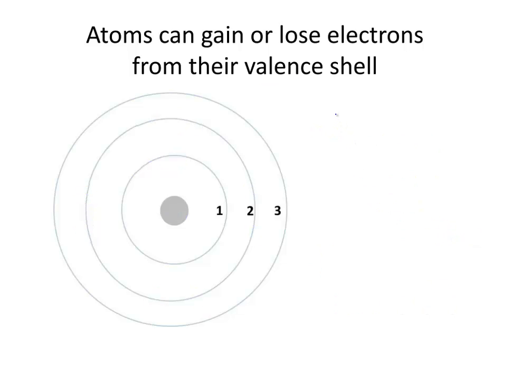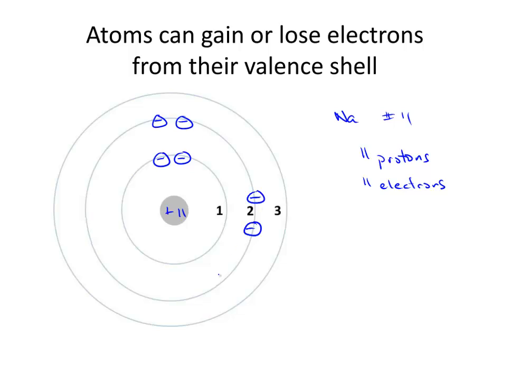Let's look at a second example. Sodium is atomic number 11, meaning that it has 11 protons in the nucleus. I can represent this by drawing a +11 there in the nucleus. It also means that it has 11 electrons in the neutral atom. Let's sketch these in as well. Remember that 2 electrons can go in level 1, 8 electrons can go in level 2. That brings us to 10 electrons. We have 11 total, so level 3 is going to only hold 1 electron.